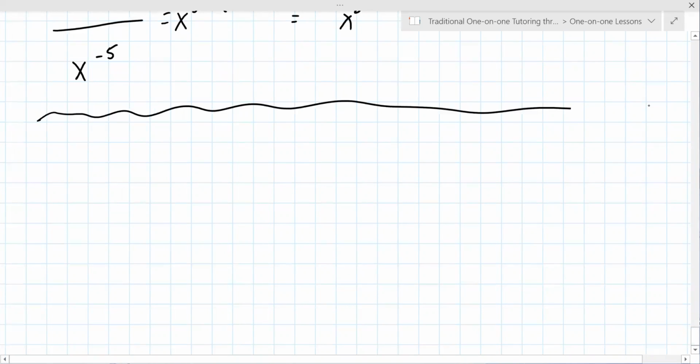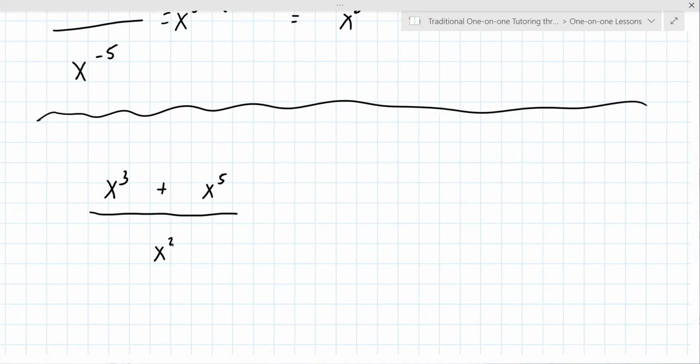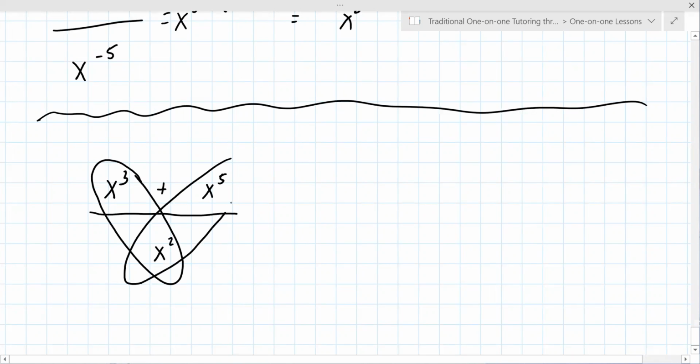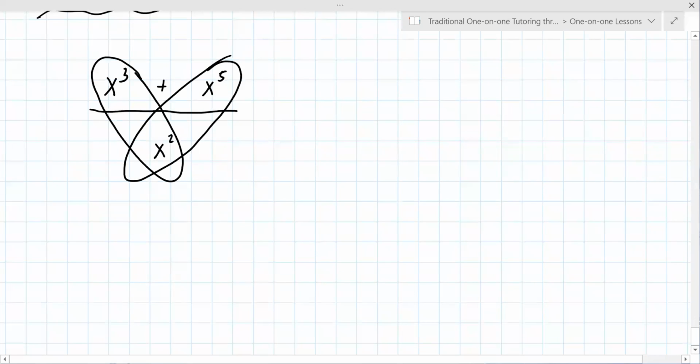We're going to try some problems where it's something like this: x cubed plus x to the 5th over x squared. Now, what's really important here for you to see and remember is that it's not a choice. You have to divide both of these. So this becomes x cubed divided by x squared plus x to the 5th divided by x squared. Now you know how to do these, so I'd like you to give me the answer to each of these, please.